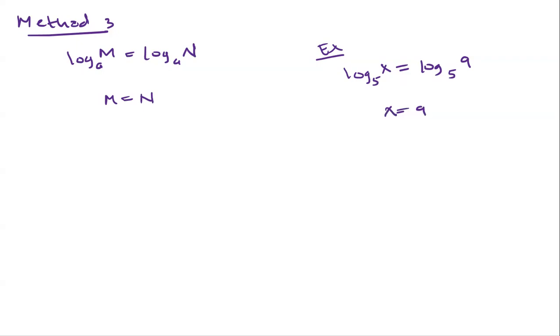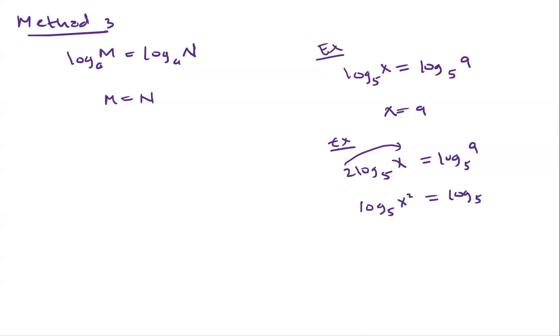Now let's say they change things up and put a 2 in the front. So let's say they had 2 log base 5 of x equals log base 5 of 9, to throw you off. Another property we can use is, remember, if there's a number in the front, we can put that as a power and vice versa. If there is a power there, like x squared, we can also put that number in the front. So we just move the coefficient back as a power. Then this would be log base 5 of x squared equals log base 5 of 9.